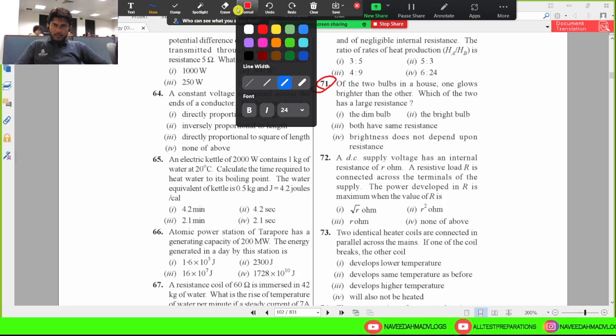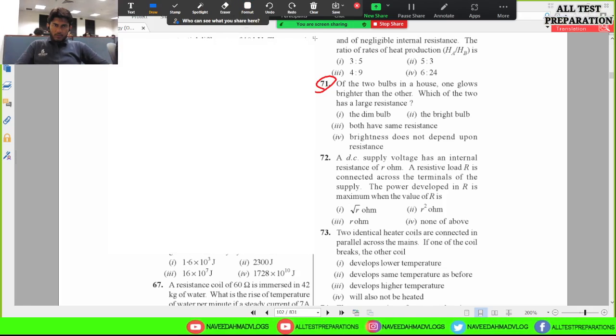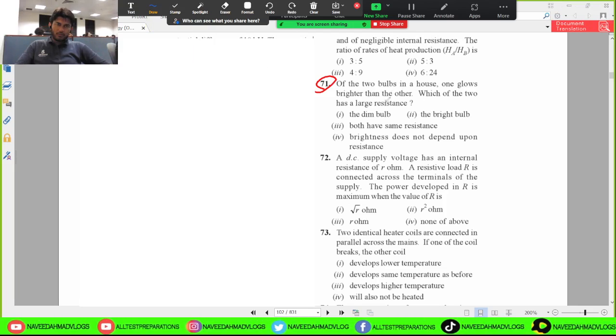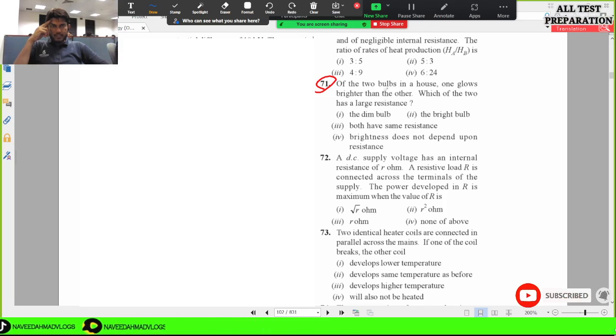Okay, 71. Of the two bulbs in the house, one glows brighter than the other. Which one has the larger resistance? Okay. So now we have two bulbs. Okay, and out of these two bulbs, one bulb glows brighter than the other. So the question is which of the two has a larger resistance?